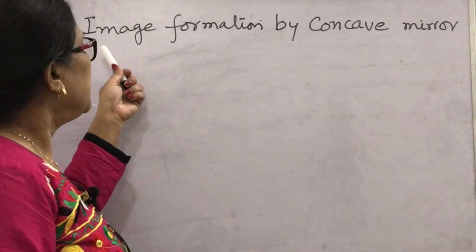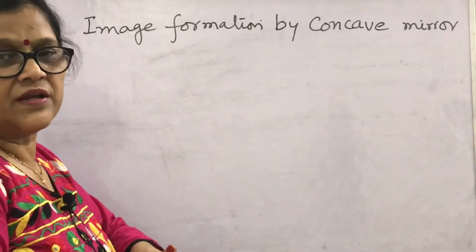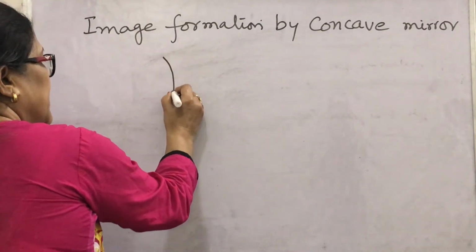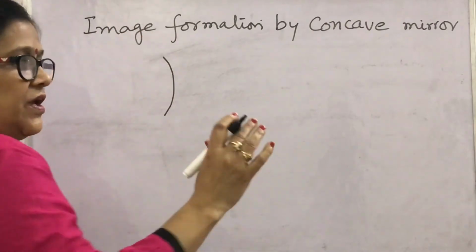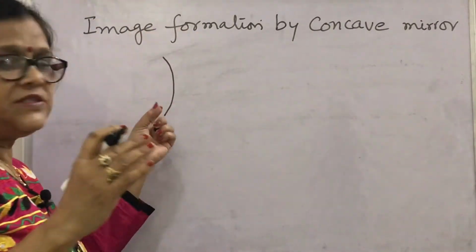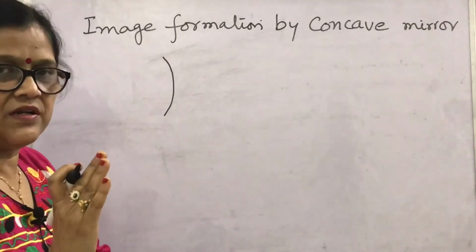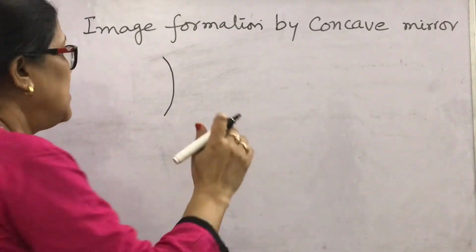Now, we will see image formation by a concave mirror. As you know, if you draw the concave mirror, we have in our syllabus the concave mirror of small aperture and a straight one. Remember this.